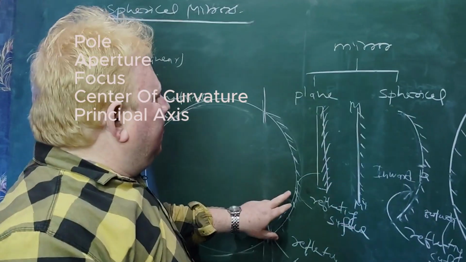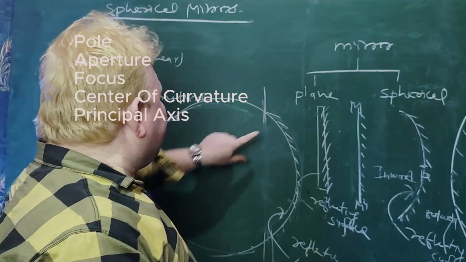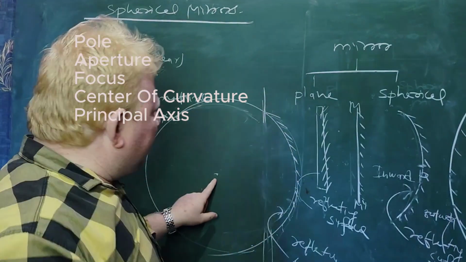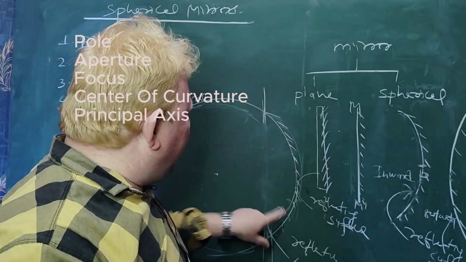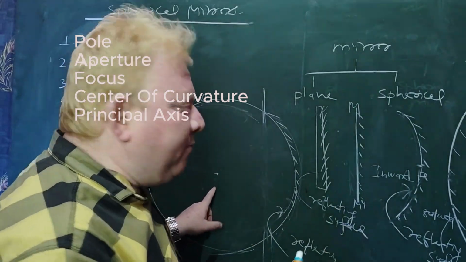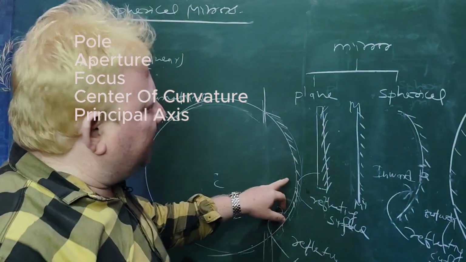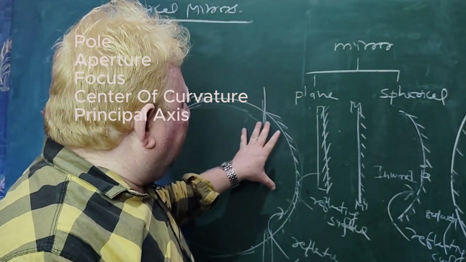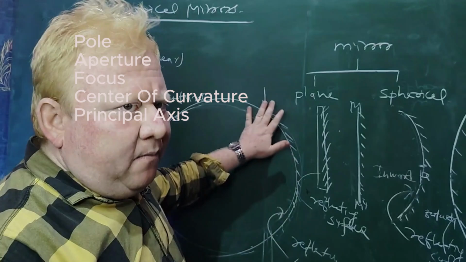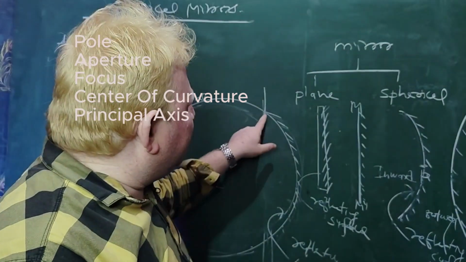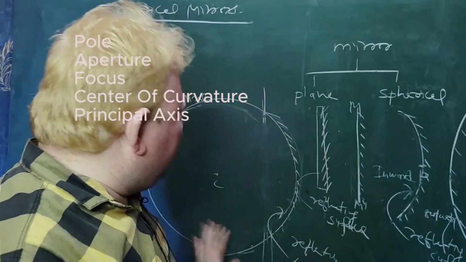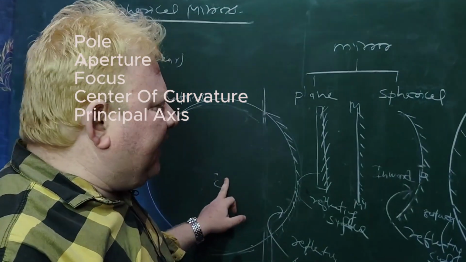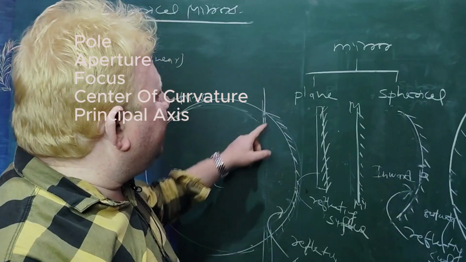Now, suppose this is the center of this hollow sphere. The center of that hollow sphere, of which this mirror forms a part, is called the center of curvature, C, for this concave mirror. Again I repeat, listen very carefully: if you consider this concave mirror to be a part of this hollow sphere, then the center of this hollow sphere is defined as the center of curvature for this mirror.